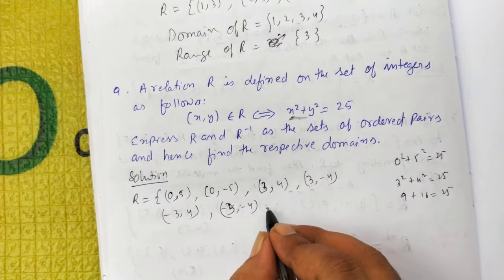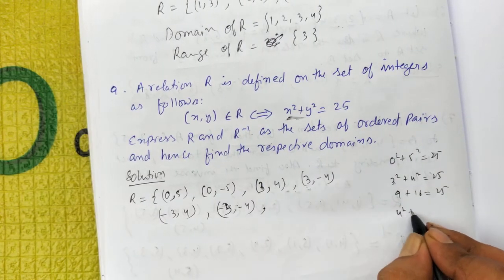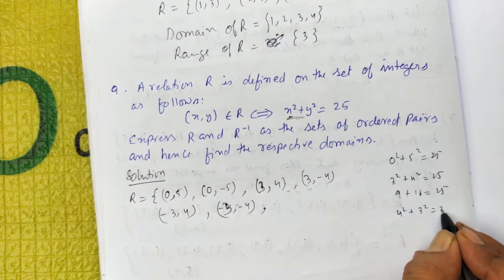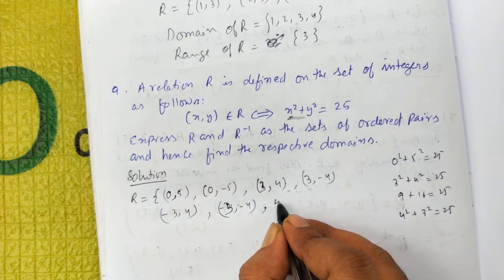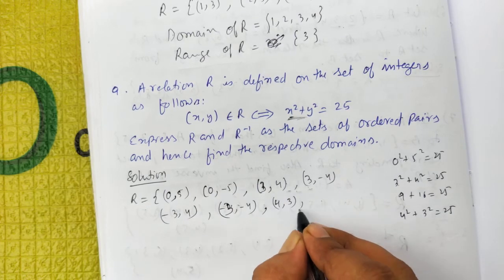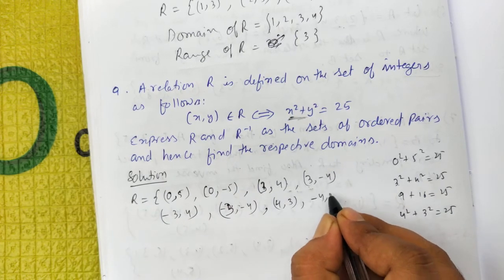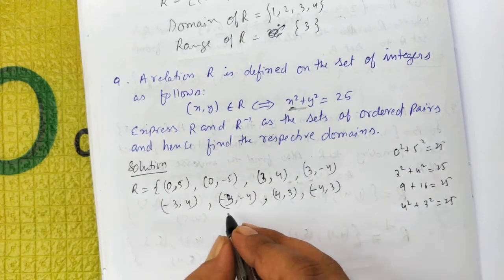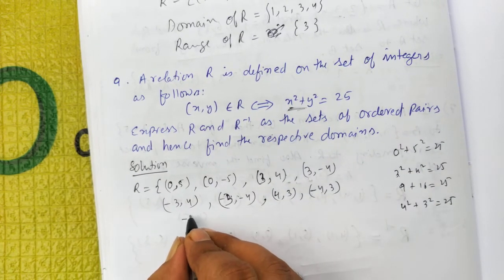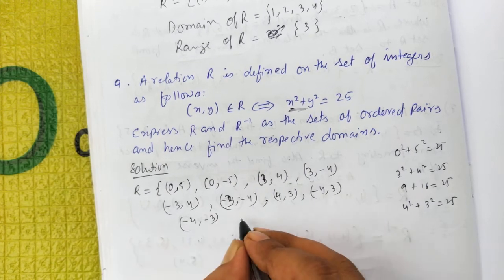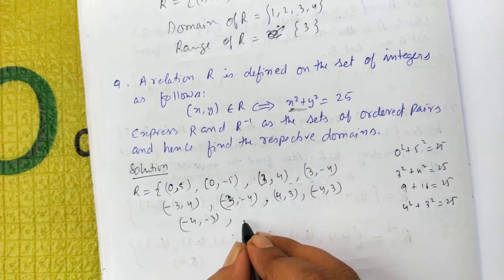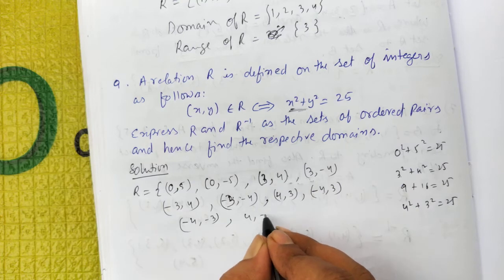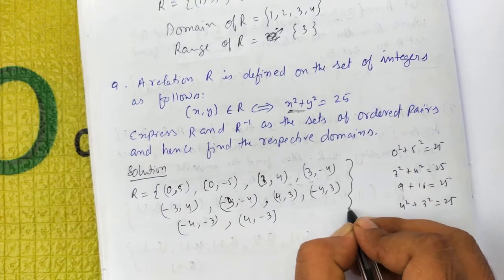Similarly, it will go as 4, 3. 4 square plus 3 square also is 25. So if it is both positive, no problem. First one negative, second one positive, if I square these two numbers also, it will be 25. Or it can be minus 4, minus 3 also. Or it can be 4, minus 3 also. So these are the relation.